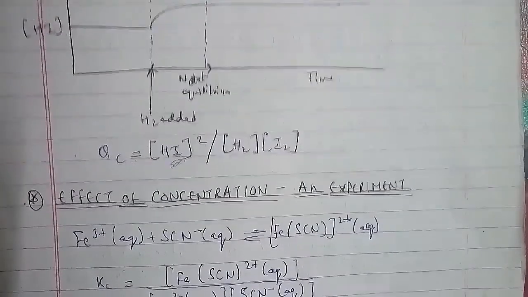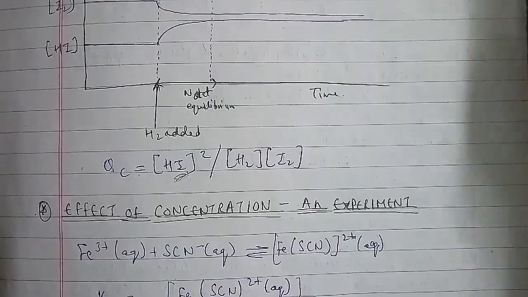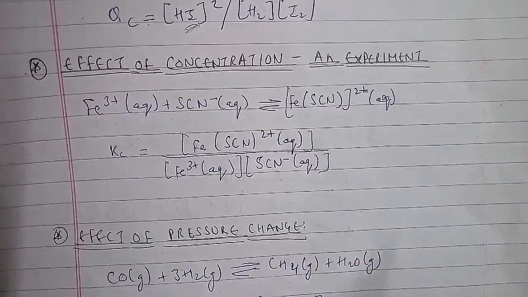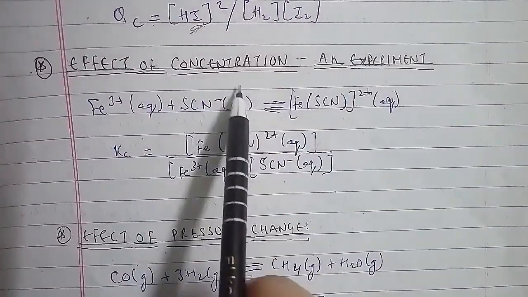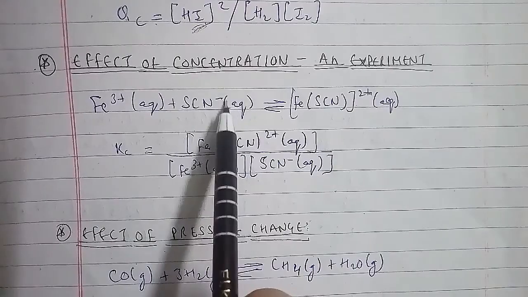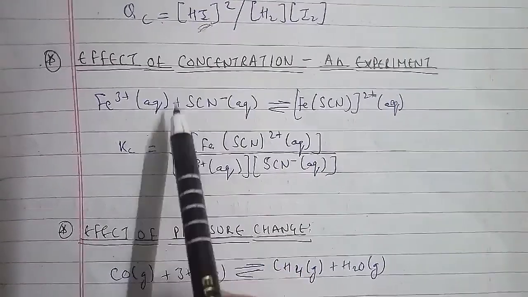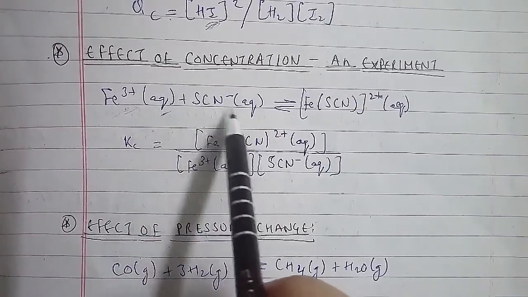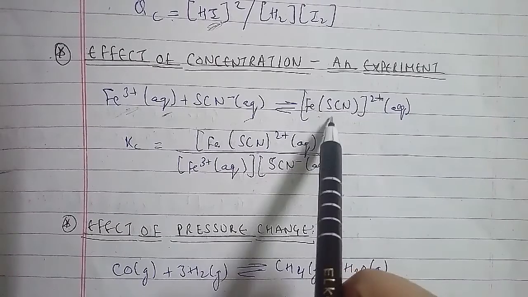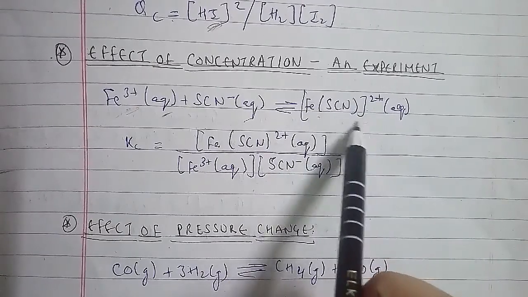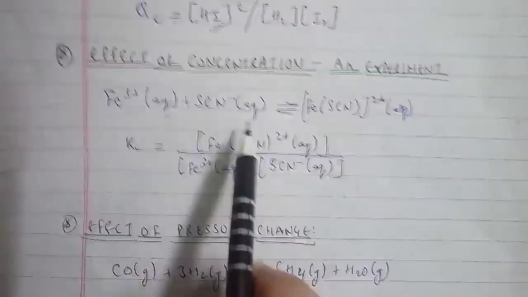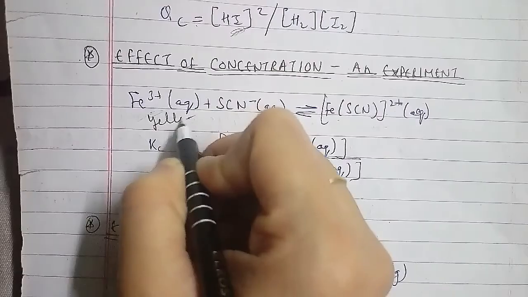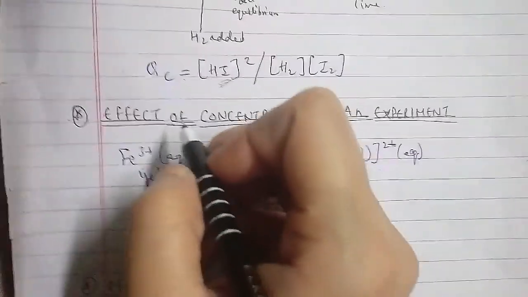Fe3+ aqueous is yellow in color, and SCN- is colorless. FeSCN2+ in aqueous state is deep red, reddish brown. And the Kc is found as the concentration of FeSCN2+ aqueous upon the concentration of Fe3+ aqueous and SCN- aqueous. This is how you find the Kc.